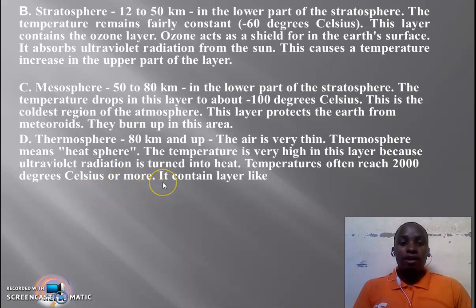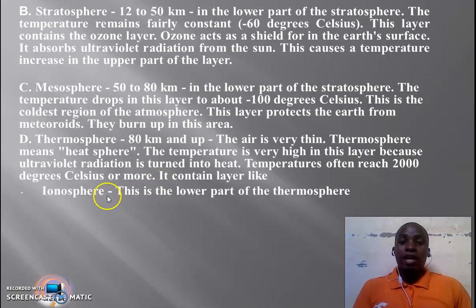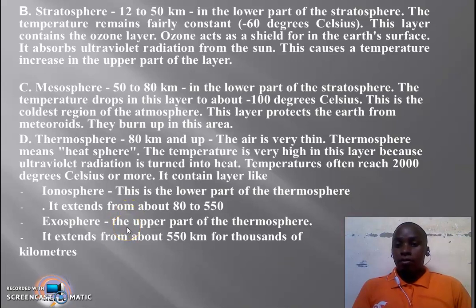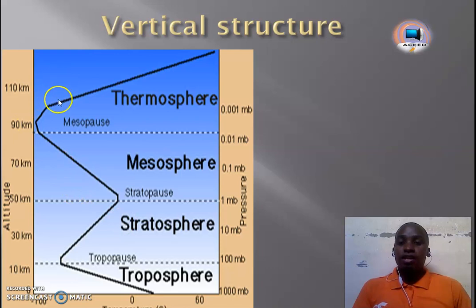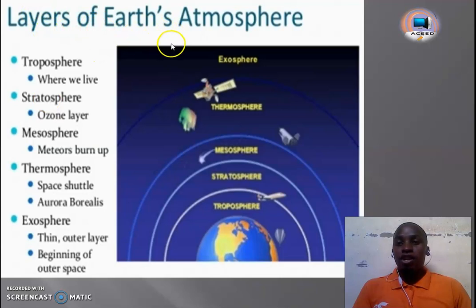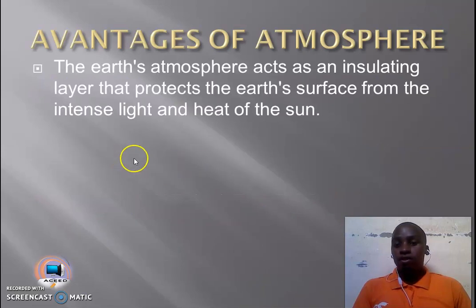It contains layers like what, inajumuisha layer kama ionosphere, maana ndani ya hii thermosphere kuna layer nyingine inaitwa ionosphere, lakini kuna layer nyingine ambayo ina extend kuanzia 80 hadi 550. But another layer tuna exosphere ambayo pia inapatikana ndani ya hii thermosphere. Lakini mwisho kabisa tunakuta particle structure sasa ya atmosphere ikoje. Kama tunavyoona chini huko tuna troposphere, second one tuna stratosphere, third one tuna mesosphere, na last one tuna thermosphere kama tulivyoelezea kule. Lakini tukiachana hapo, diagram nyingine inaonyesha hii hapa, inaelezea troposphere, stratosphere, mesosphere, thermosphere na exosphere.